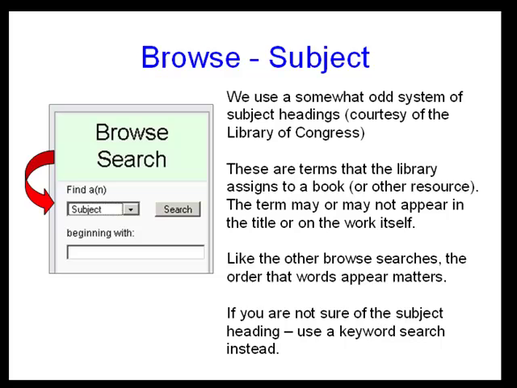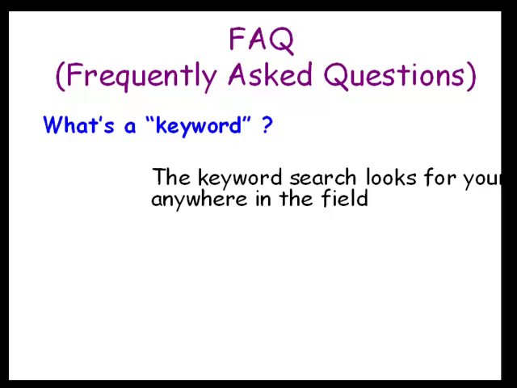For the browse search, we use the system of the Library of Congress, which is not a very intuitive system. There's a very particular order that the terms may appear, and the terms may not appear in the title or in the record itself in another place. If you're not sure about the subject heading, you should generally start with a keyword search first and then go back to the subject headings.